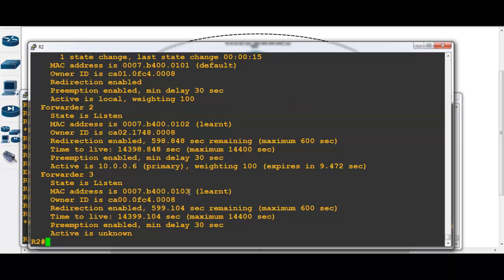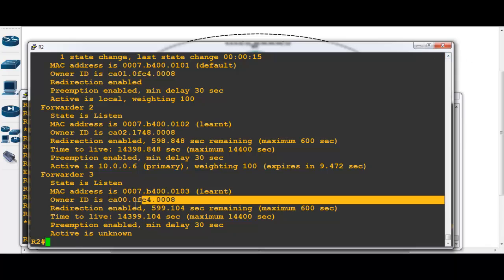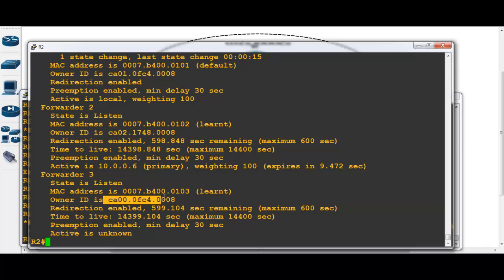03 is the forwarder number. And you see the owner's MAC address. You know whose MAC address this is? This is the MAC address of the other gateway. This router is not forwarding for those computers which have this MAC address in the ARP table. This router will be forwarding. That may be router 3.